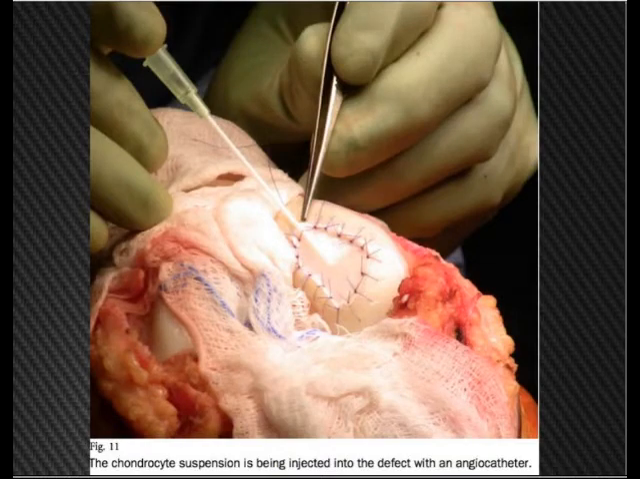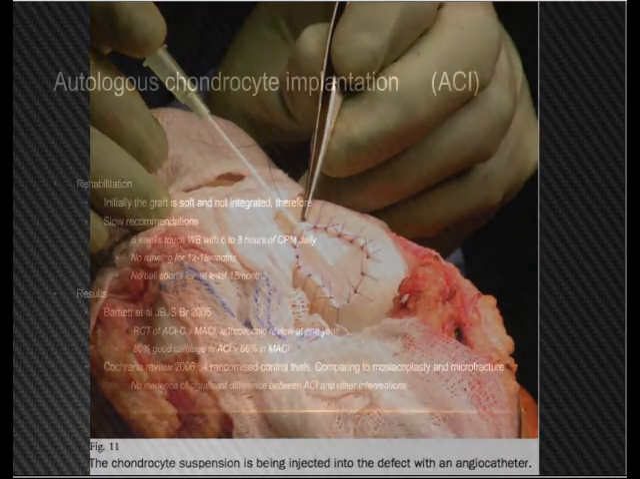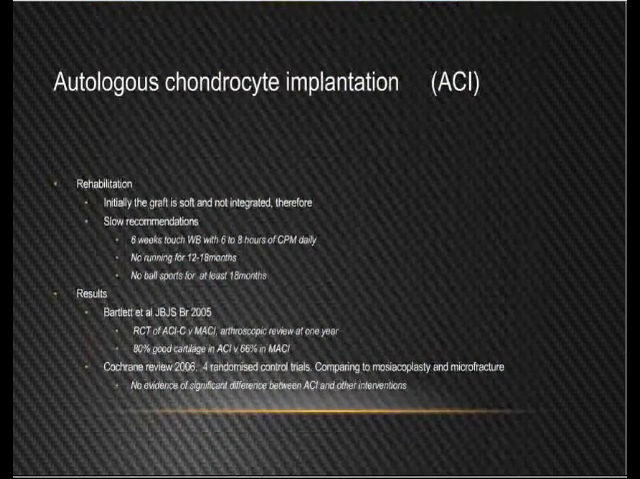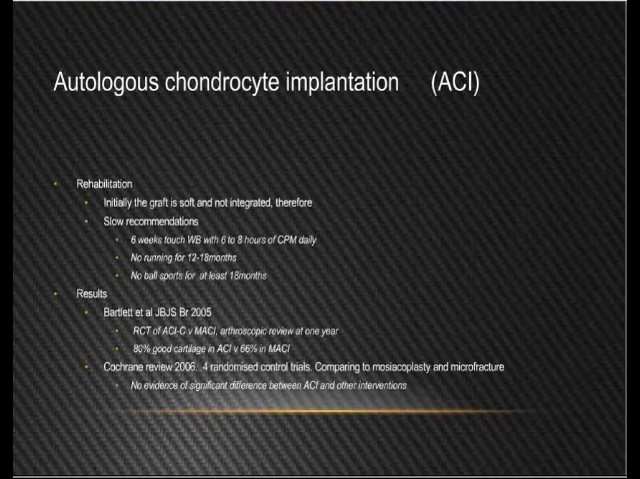Recovery from this procedure is quite slow, as initially the graft is quite soft and not integrated to the underlying cartilage and bone. The authors recommend 6 weeks weight bearing with up to 6 to 8 hours of CPM daily. They also say no running for 12 to 18 months and no ball sports for at least 18 months, which the Americans call any sports with cutting, so when you're making sharp direction changes.